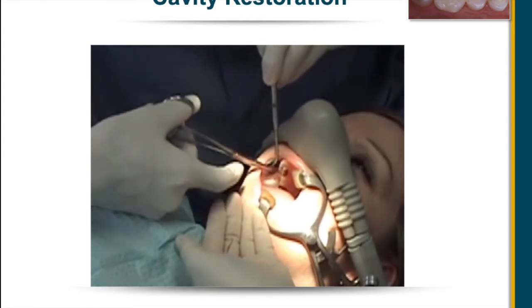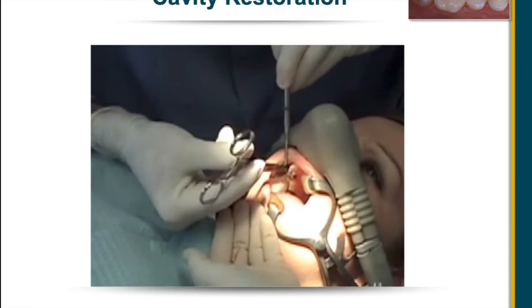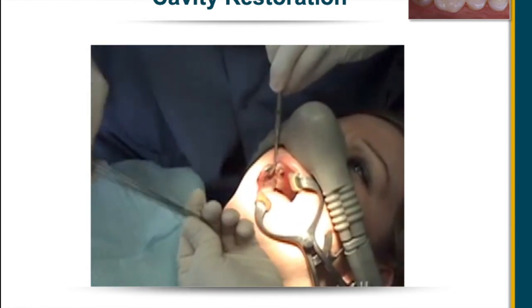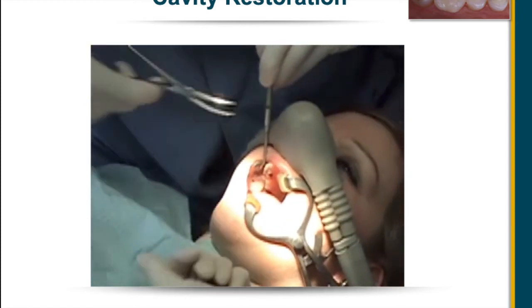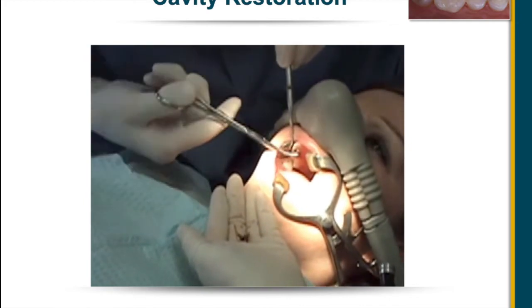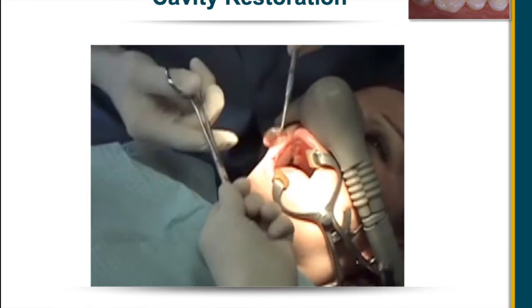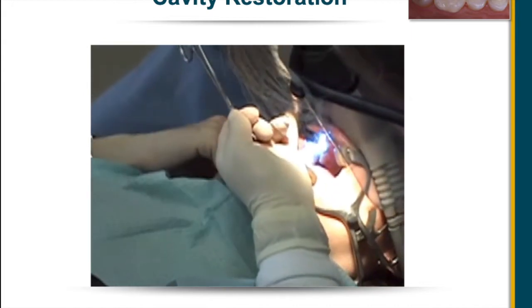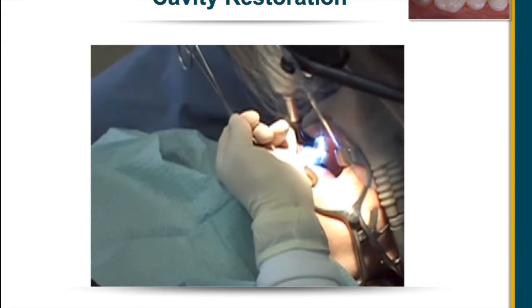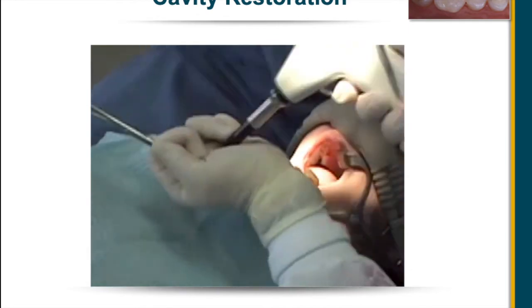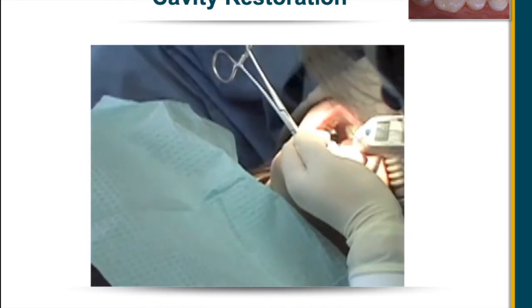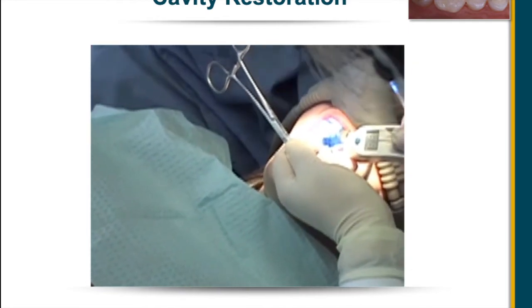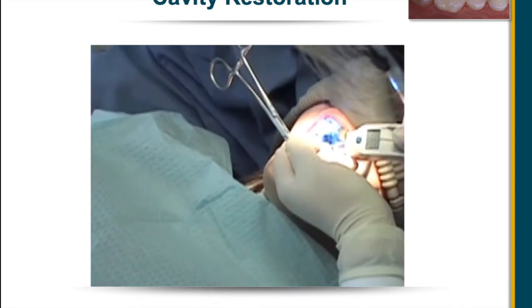Once this matrix is removed, the assistant will then re-enter the mouth and cure again to be certain that the composite is cured completely. Some doctors may prefer this, some may not. Again, don't worry too much about the particular steps, just get the general ideas down for now. Particular steps will come as you sit chairside with the doctor.